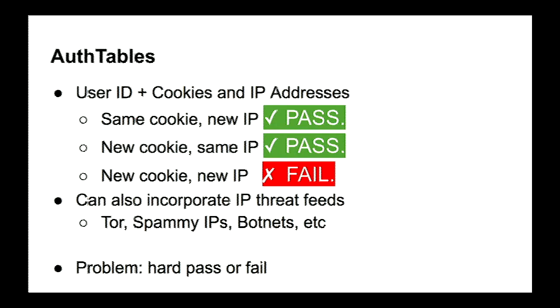So Auth Tables will look at user ID and cookie and give you a hard pass or a hard fail based on the attributes. And you can add things into this. You can use whatever attributes you want. And you can also incorporate threat feeds, like if you know your users should never come from Tor, then you can block Tor. And you might anger some people, but you'll probably stop some attacks. Botnets, spammy IPs, things like that. But the problem with it is that it's a hard pass or fail.